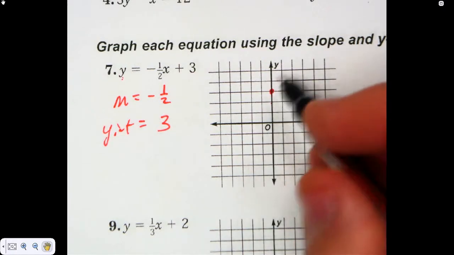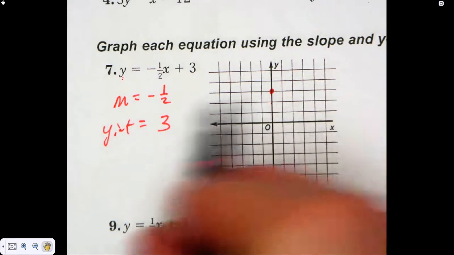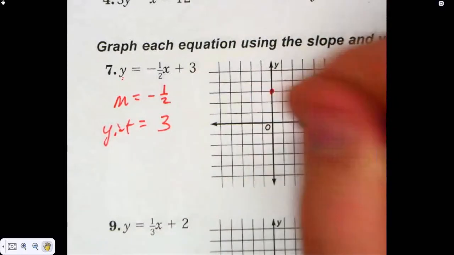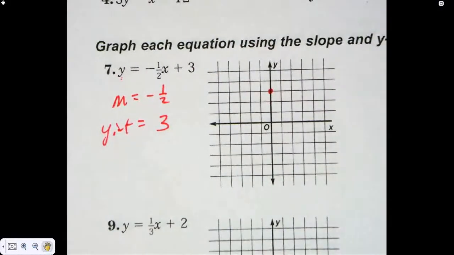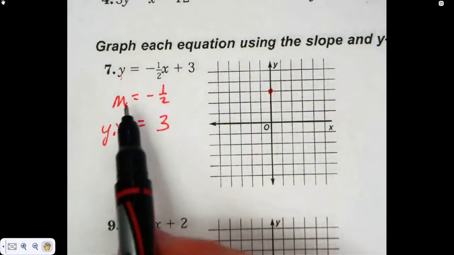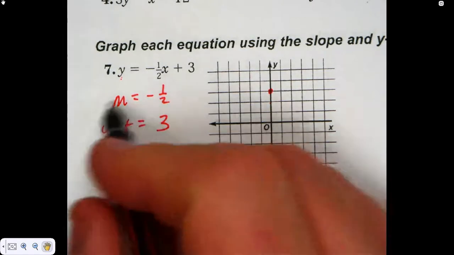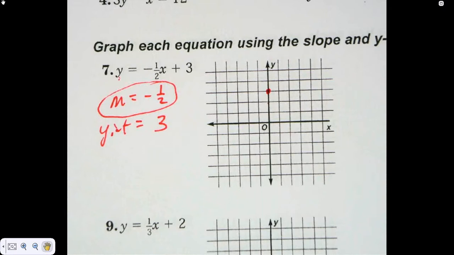However, how many different lines could I draw through this point right now? Could I draw one like this? Could I draw one like that? There's actually an infinite number of lines I could draw through that, so I can't draw this line yet. What tells me how a line is angled or shaped? The slope. It tells you how it's sloped one way or the other.